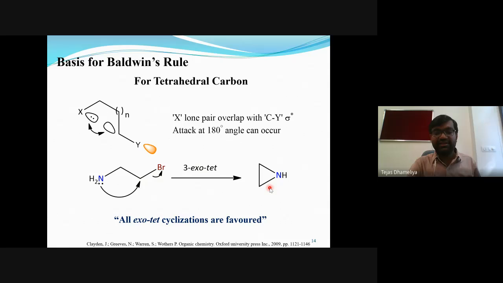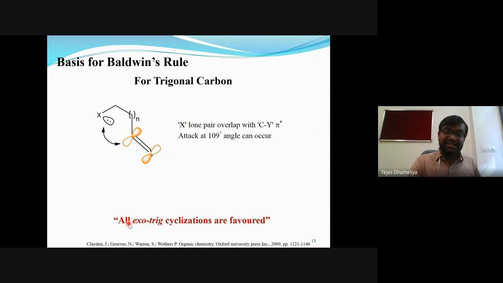This is called aziridine. All such exotet interactions are favorable. The lone pair of X can easily interact with the lone pair of carbon 3, and the electron can interact well with the sigma star orbital. All exotet interactions are favorable. All exotrig interactions are favorable, whether it is 3-membered, 4-membered, 5-membered, 6-membered, or 10-membered. Again, with that trajectory, an electron can interact with the empty pi star orbital of this double bond. That is why all exotrig are favored.